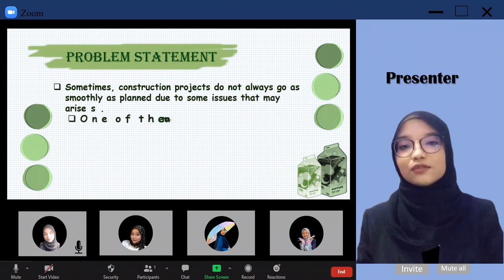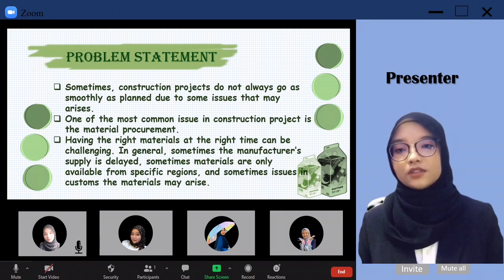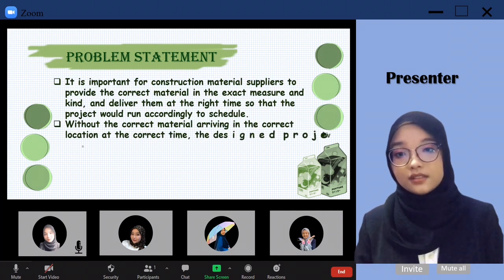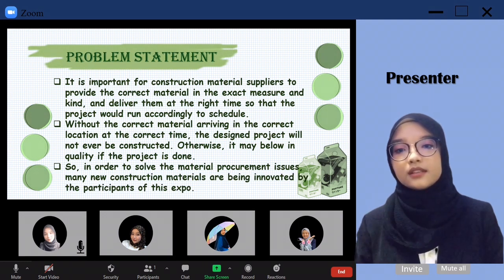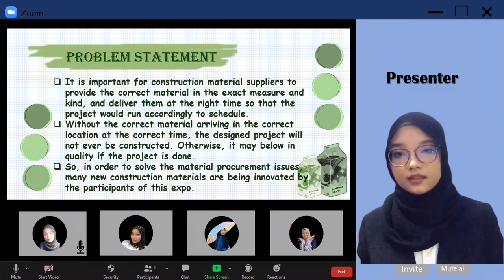Sometimes, construction projects do not always go as smoothly as planned due to some issues that may arise. One of the most common issues in construction projects is the material procurement. Having the right material at the right time can be challenging. In general, sometimes the manufacturer's supply is delayed, sometimes materials are only available from specific regions, and sometimes issues in customs may arise.